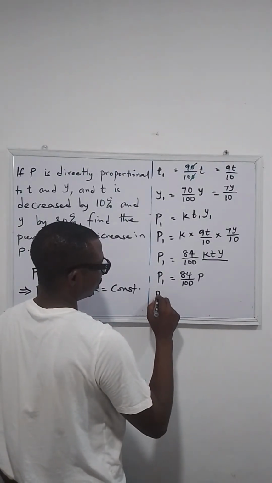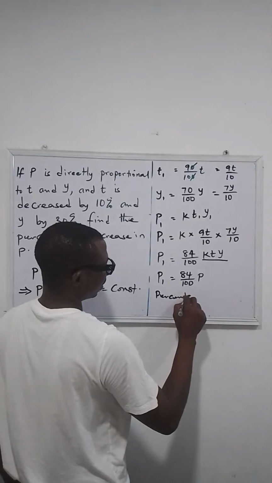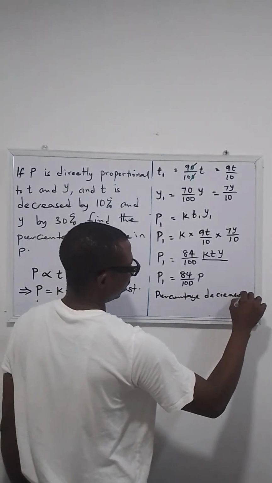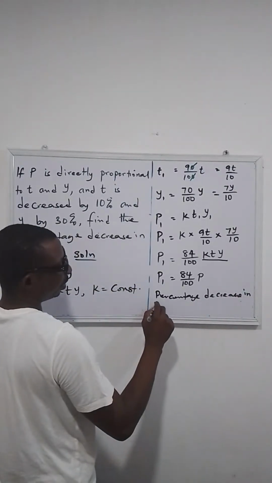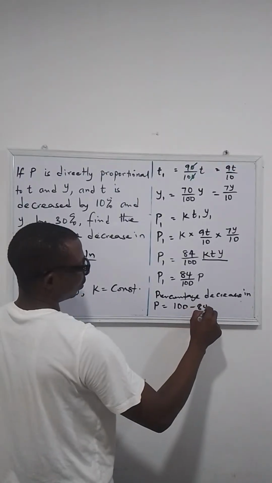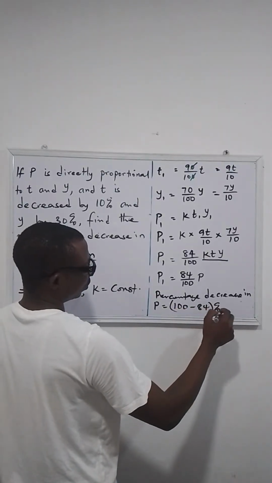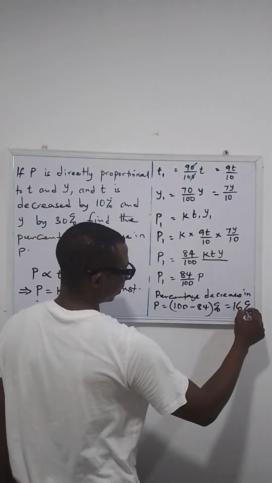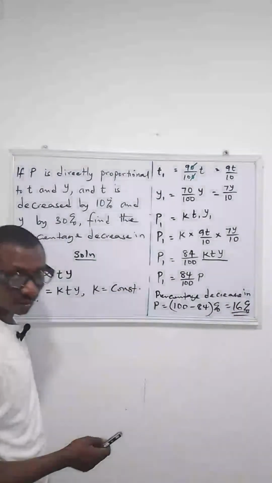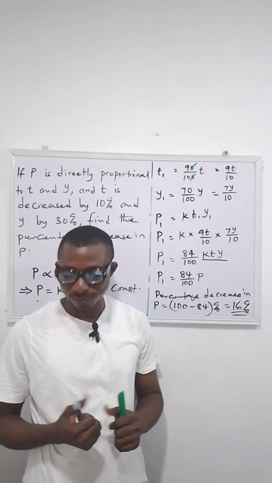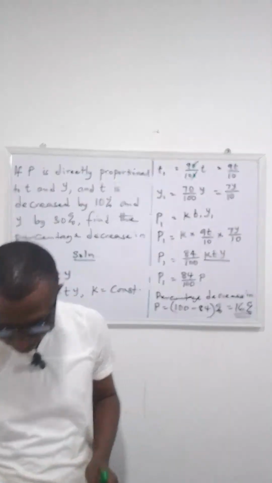So the percentage decrease in P is going to be 100 minus 63%. So what is going to be the answer? That's going to be 37%. So, those of you that have 37%, that is very good. You can put your hands together for yourself. That's very smart of you. All right, so that's the answer.